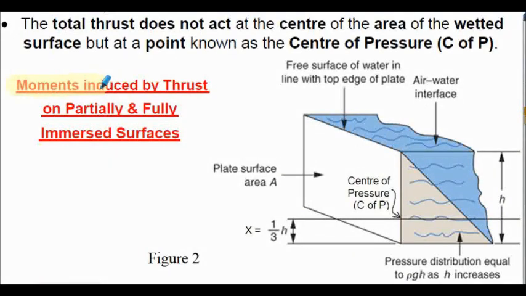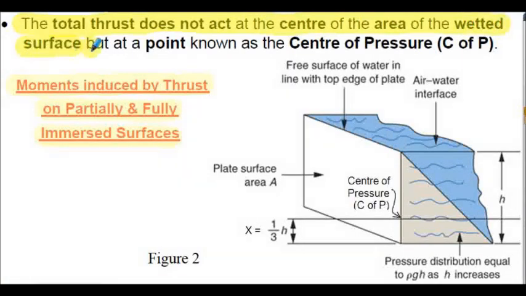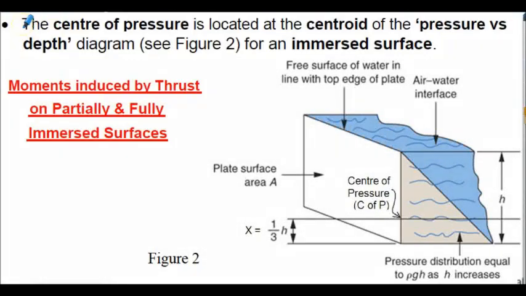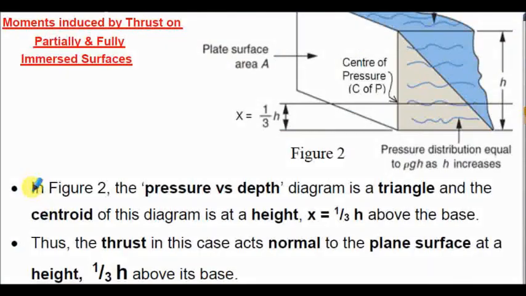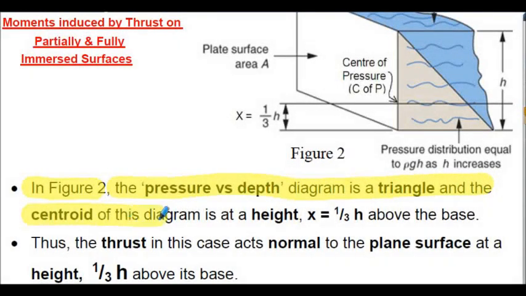Let's consider moments introduced by thrust on partially and fully immersed surfaces. The total thrust does not actually act at the centre of area of the wetted surface, but at a point known as the centre of pressure, the C of P. The centre of pressure is located at the centroid of the pressure versus depth diagram, as shown in figure 2 here, for an immersed surface. So in figure 2, the pressure versus depth diagram is a triangle, and the centroid of this diagram is at a height x equal to a third of h above the base.